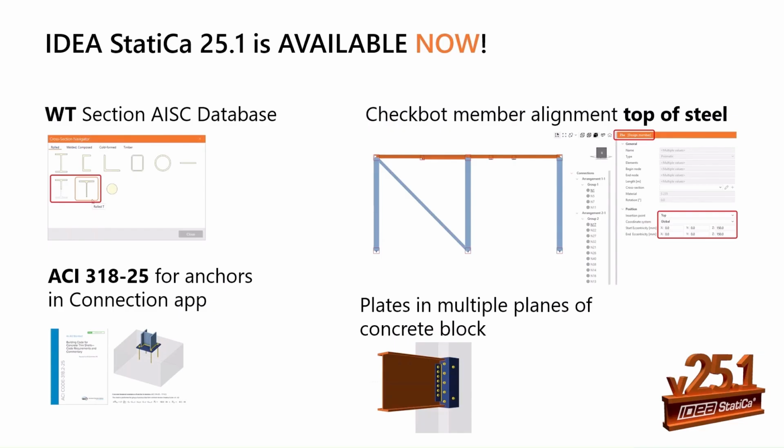In parallel with that, we now also have the ACI 318.25 code for the anchors in the connection application as well. So now if you have those projects that require those latest codes, now you can use this ACI 318.25 code with version 25.1. And as part of the Checkbot efforts, now we have a new improvement here, and that is with the alignment of the members.